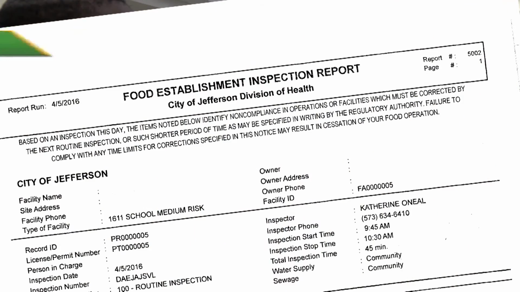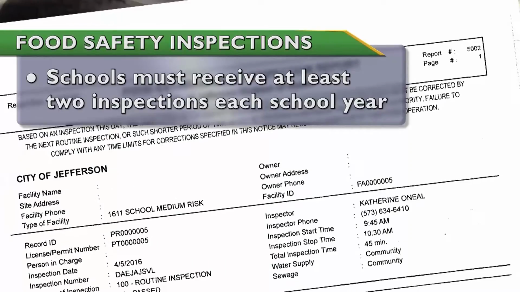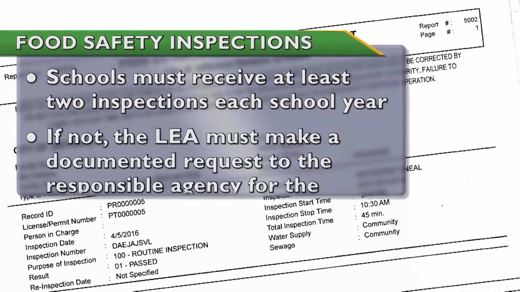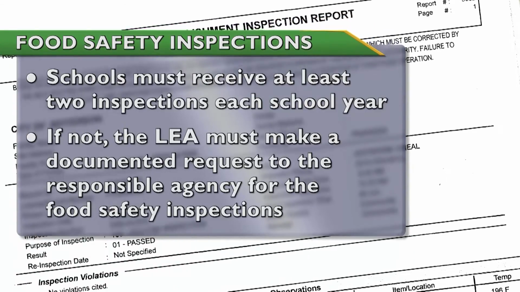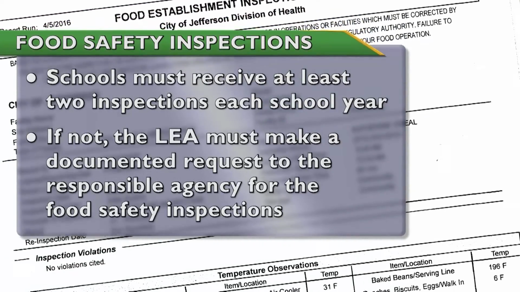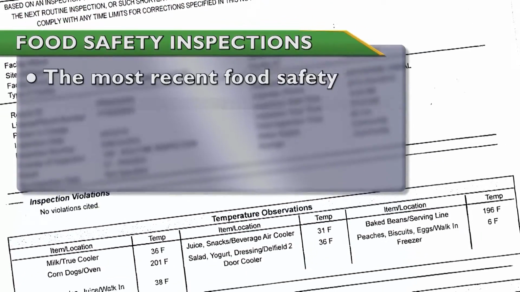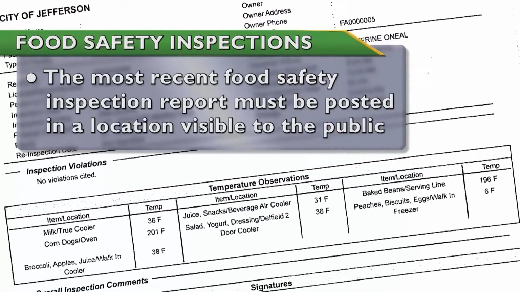Each school must receive at least 2 food safety inspections during each school year. If 2 inspections are not received during the school year, the LEA must make a documented request to the responsible agency for food safety inspections. The most recent food safety inspection report must be posted in a location visible to the public.